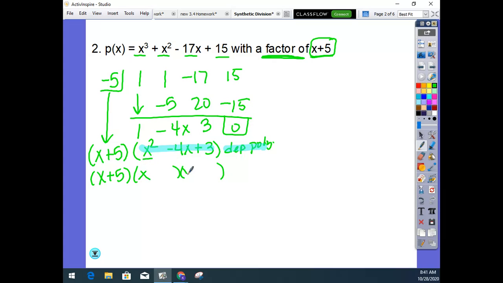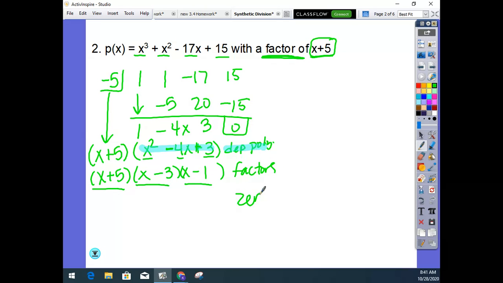X squared, I need x and x. Factors of 3 that add to get 4. 3 and 1. How do I get negative 4? Negative 3, negative 1. These are my 3 factors.